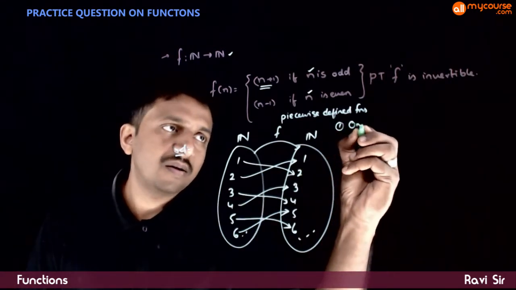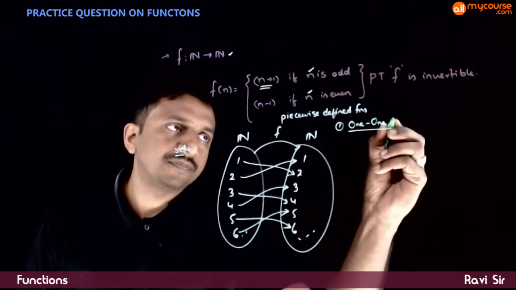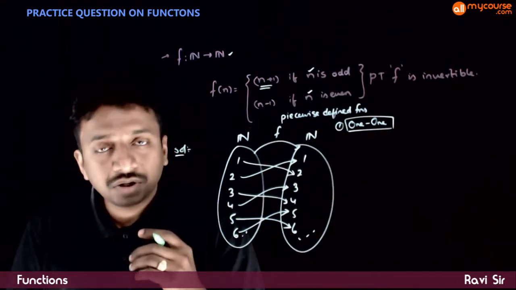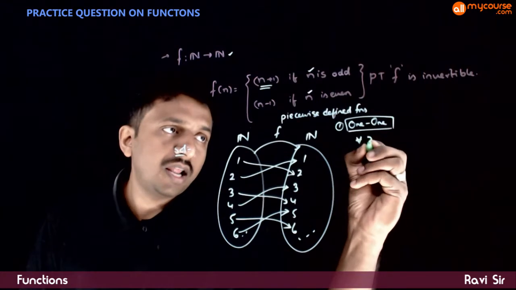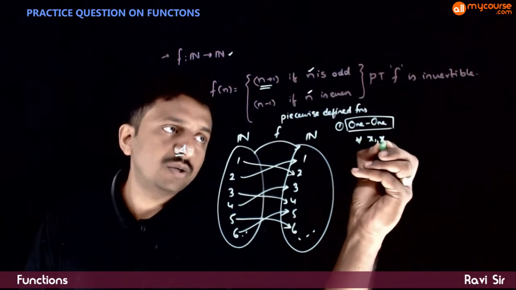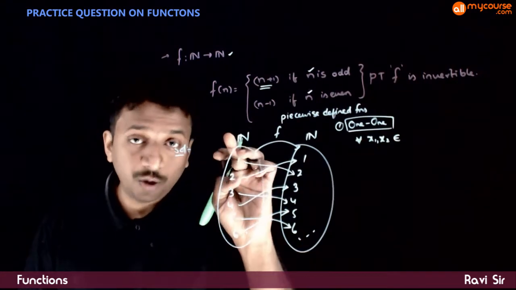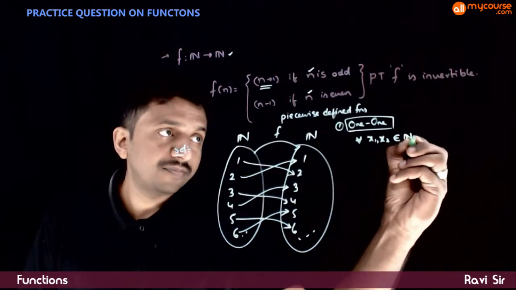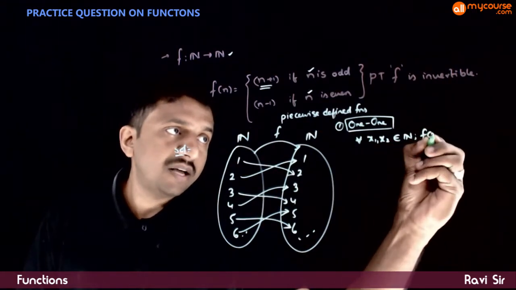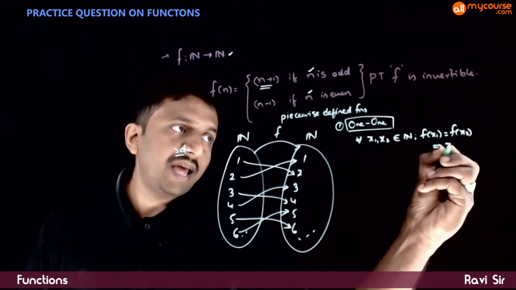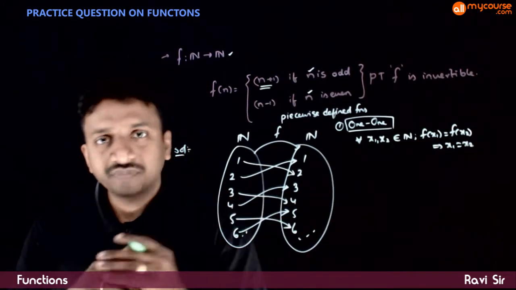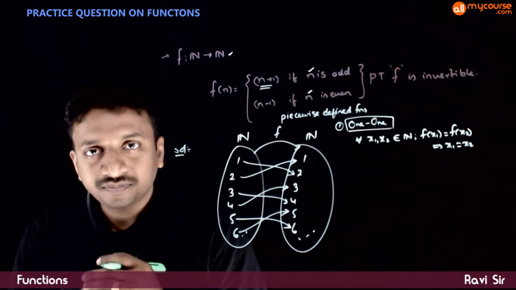First, one-one. So what should you prove for one-one? For all x1, x2 belonging to the domain N, f(x1) equal to f(x2) should imply x1 is equal to x2. So this is what you need to prove.